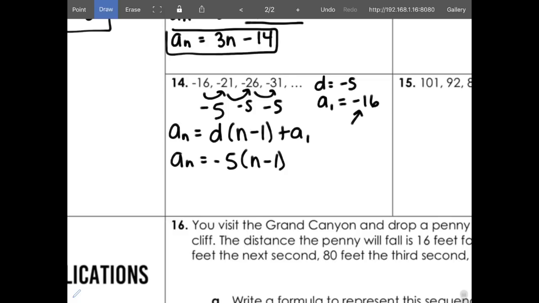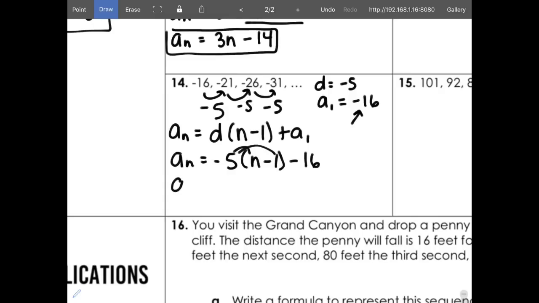if it's a negative here, please do not write plus negative 16. That looks really confusing, and I think that confuses a lot of you. If it's a negative here, just write minus 16. Instead of writing plus negative, just write negative 16, because we're substituting this negative 16 in for a sub 1, so it's going to be negative.